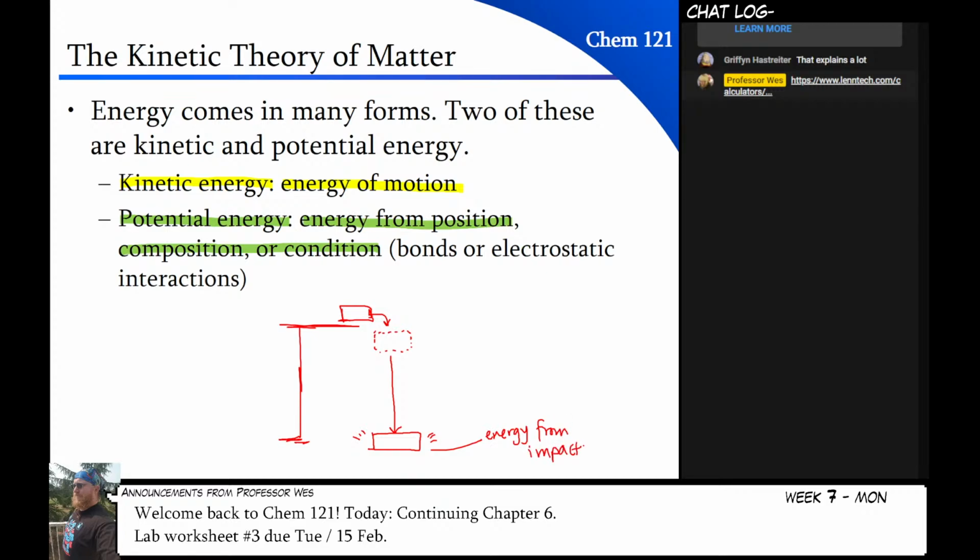In other words, it must have had energy. We call that potential energy, because it had the energy from where it was in space, by virtue of it being on the table. If you put it on the floor, it's not going to fall further, so there's no potential for it to fall and turn that energy into an impact.